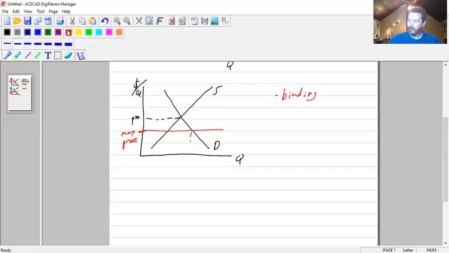And at that price, here's the quantity demanded, here's the quantity supplied, and the quantity supplied is the actual quantity, right? Businesses aren't going to supply more than that, so the quantity supplied is simply the actual quantity as well. Quantity demanded is more than quantity supplied. The difference is a shortage.